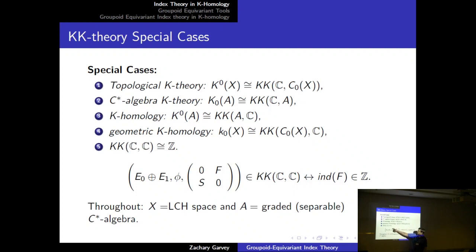Another one to look at is if you plug in C into both variables, you get the integers back. And the identification here for the integers is you take one of these Fredholm modules, and although this thing by itself actually has index 0, the top right component or the top left component might have non-trivial index, and so that's the identification, it's just taking the index. So it's a really good tool for doing index theory because you can extract the index from these KK classes.